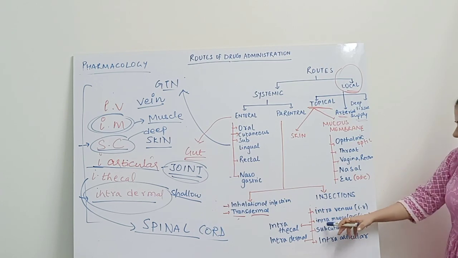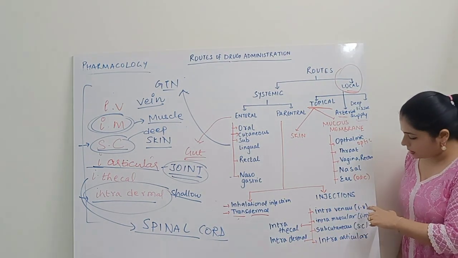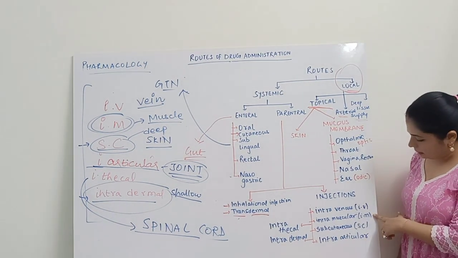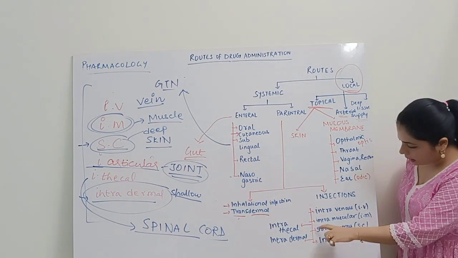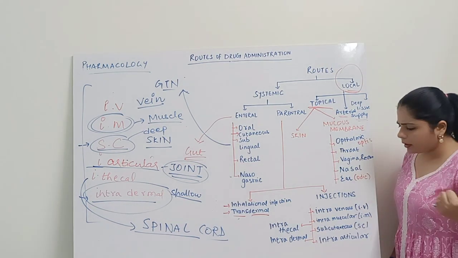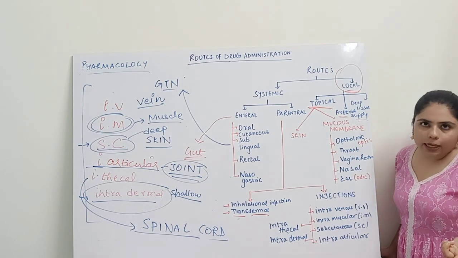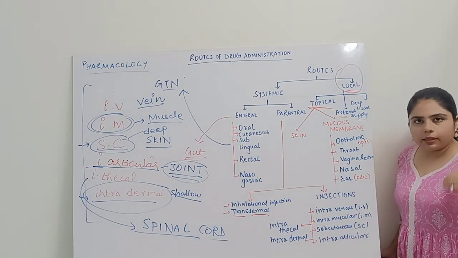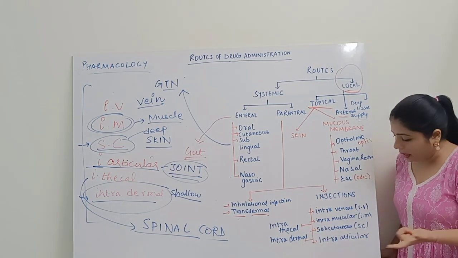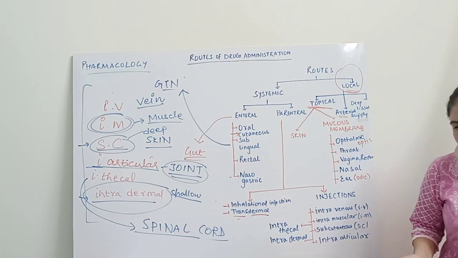Injections, we have intravenous, intramuscular, subcutaneous, intra-articular, intrathecal and intradermal. Intravenous, the drug is directly injected into the vein. Intramuscular, directly into the muscles, which have lesser vascularity. In case of subcutaneous, into the skin. There's a little difference between intradermal and subcutaneous: intradermally, the drug is administered at a little shallow level, whereas here the drug is administered at deep levels, both in the skin. Intrathecal is around the spinal cord and intra-articular is around the joints, the bones, right?